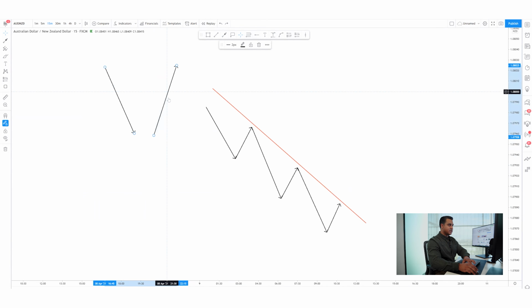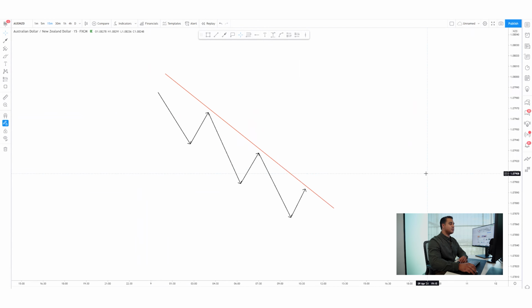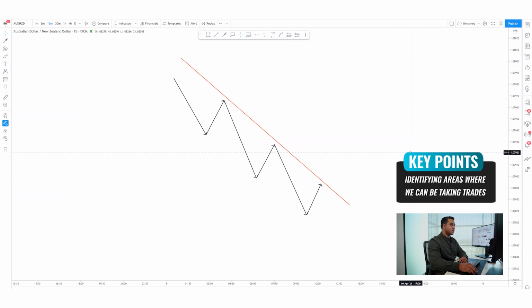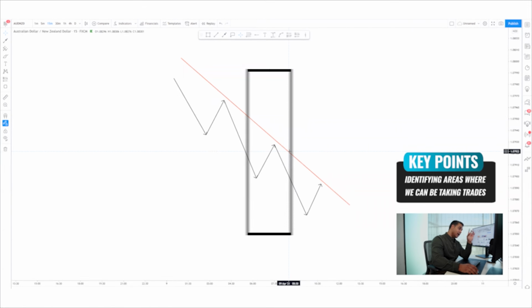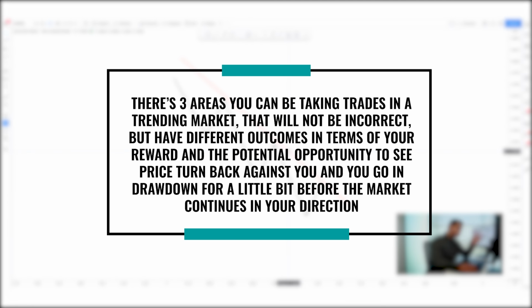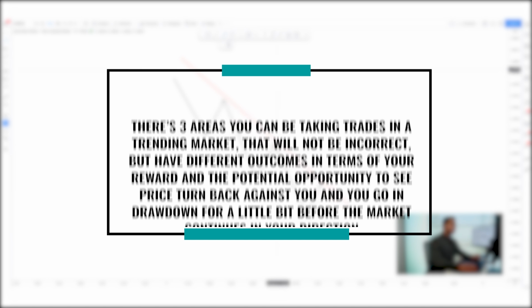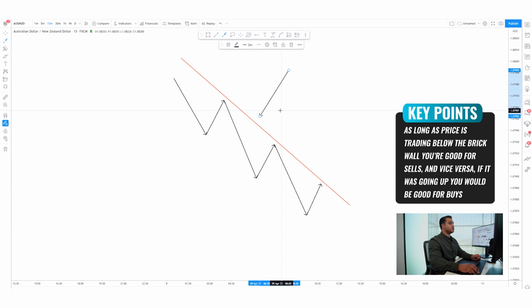So now we can see this trend is down. What we want to be doing here is identifying areas where we can be taking trades. Now, there are 3 areas you can be taking trades in a trending market that will not be incorrect, but have different outcomes in terms of your reward and the potential opportunity to see price turn back against you and you go into drawdown for a little bit before the market continues in your direction. But with this illustration, the point is, as long as price is trading below the brick wall, you're good for sells, and vice versa. If it was going up, you'd be good for buys.